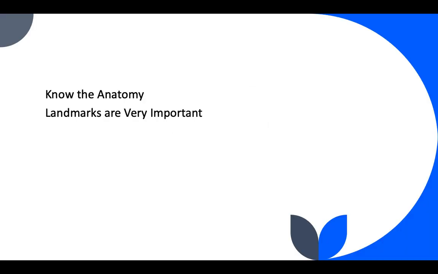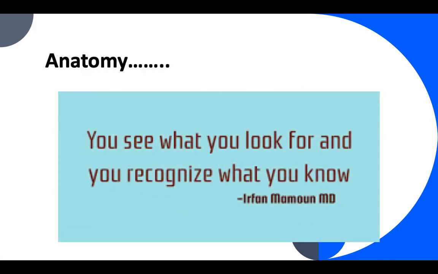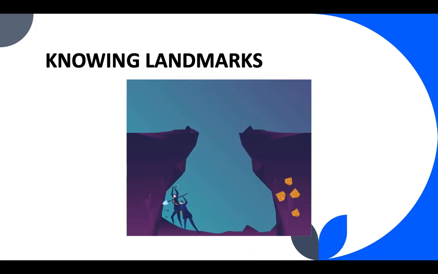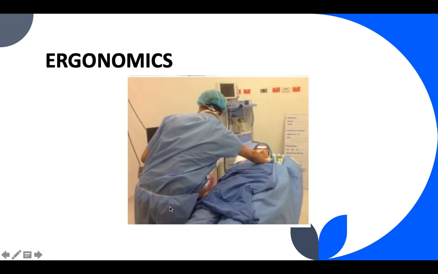Now, how to do image acquisition and optimization? We should know the anatomy, and landmarks are very important. Even if we are doing landmark-based or ultrasound guided blocks, we should know the anatomy and landmarks. It is very nicely said that you see what you look for and you recognize what you know. So if you don't know, you will never recognize the structure. So you should read the anatomy, then only you will know it. Knowing the landmarks, again, is important. If you don't know the landmark, you will dig on the wrong side.